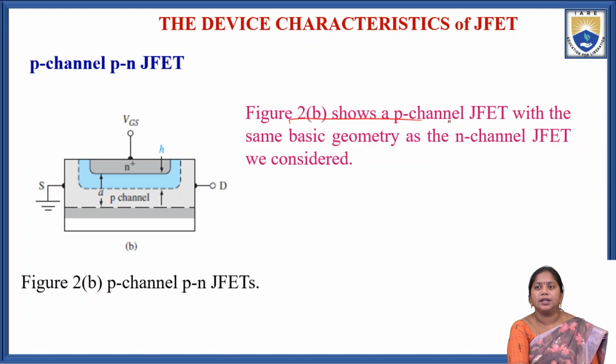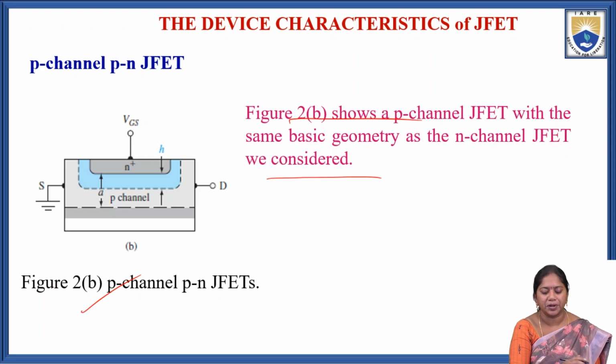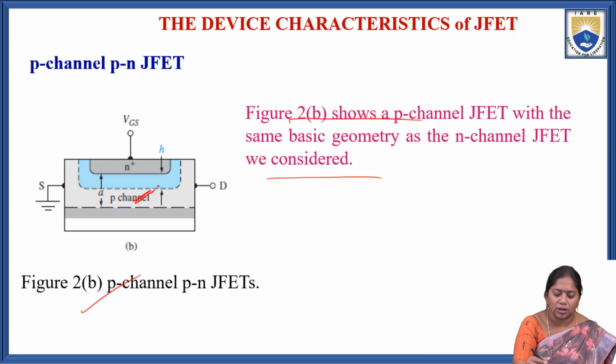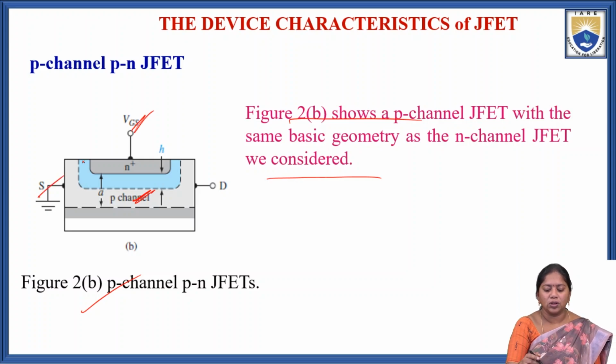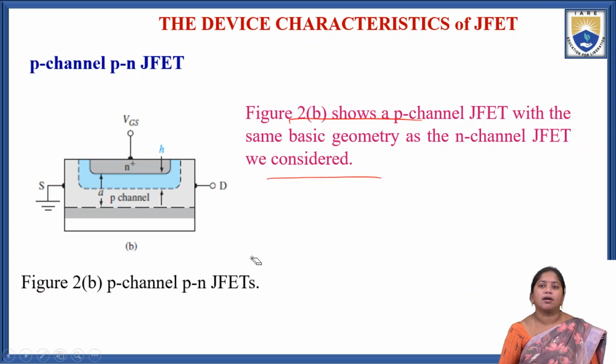Figure 2b shows the p-channel JFET with the same basic geometry as the n-channel JFET we considered. Figure 2b shows the p-channel PN junction JFET. Here this is the p-channel, this is the gate to source voltage, this is the source. So figure 2 represents the schematic diagram of the p-channel PN junction field effect transistor.